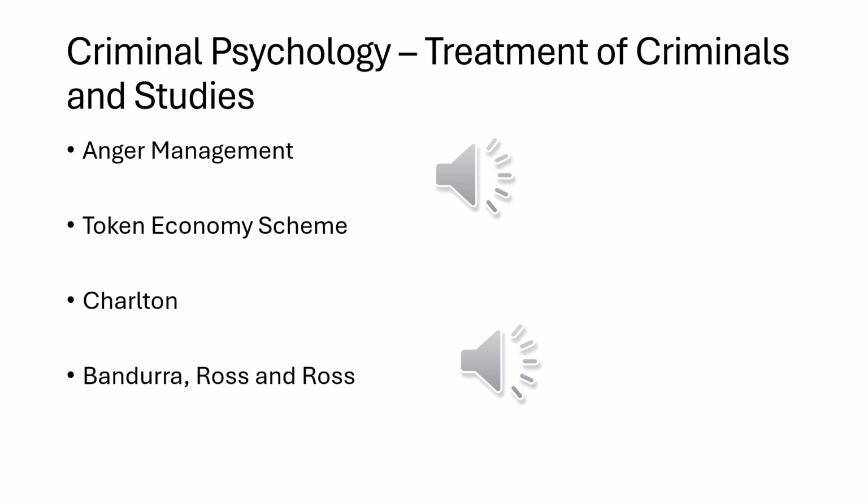Bandura, Ross and Ross was a Bobo doll experiment where children had to observe an adult playing aggressively with the toy. They then watched to see whether they copied that behaviour or not. So they did find here that there's a copying of behaviour. Boys copied physical aggression, girls copied verbal aggression.